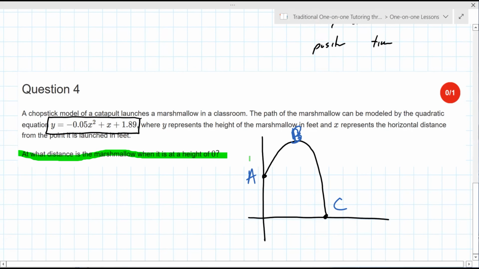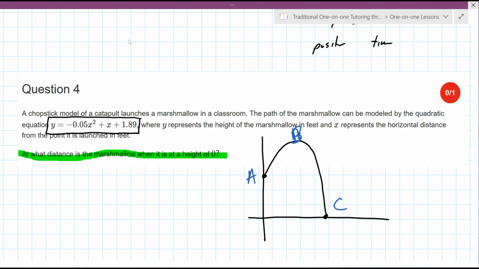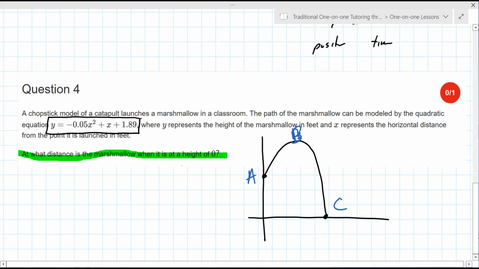B, so it's asking for the max height. A, A. You're just guessing. Can't guess. A is the initial position, goes up to the max height, and then at C, it comes crashing down to the ground. Crashing down to the ground is height 0. I don't know how tall you are, but your height is not 0. If your height was 0, you would be much closer to the ground than you currently are. So we're asking about C.